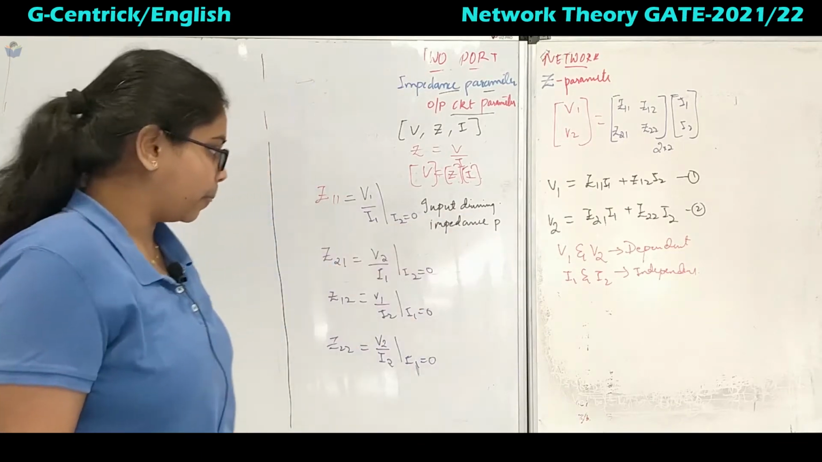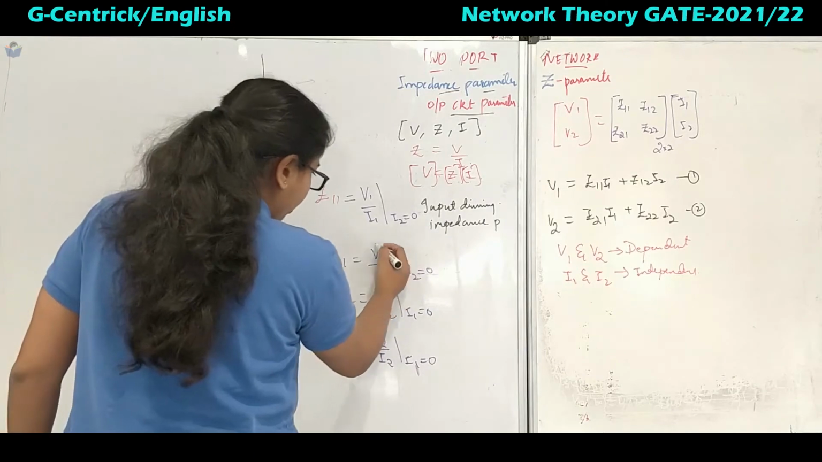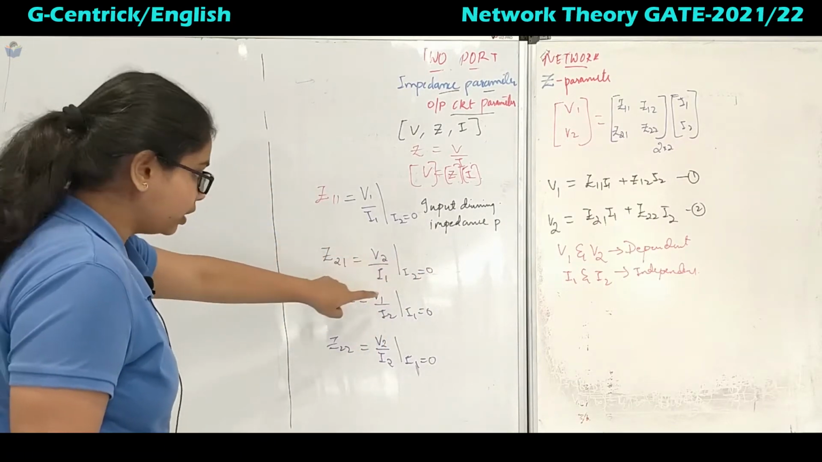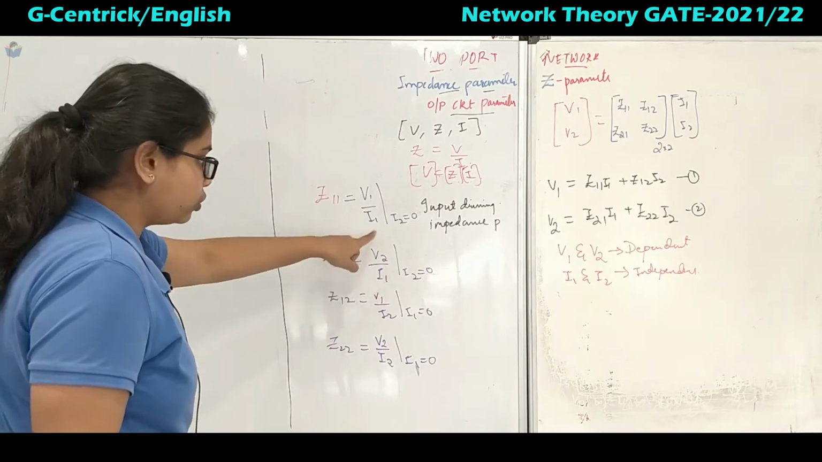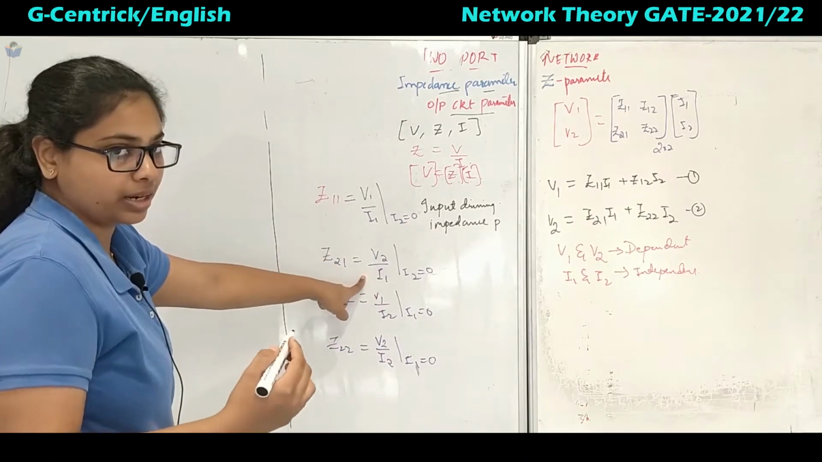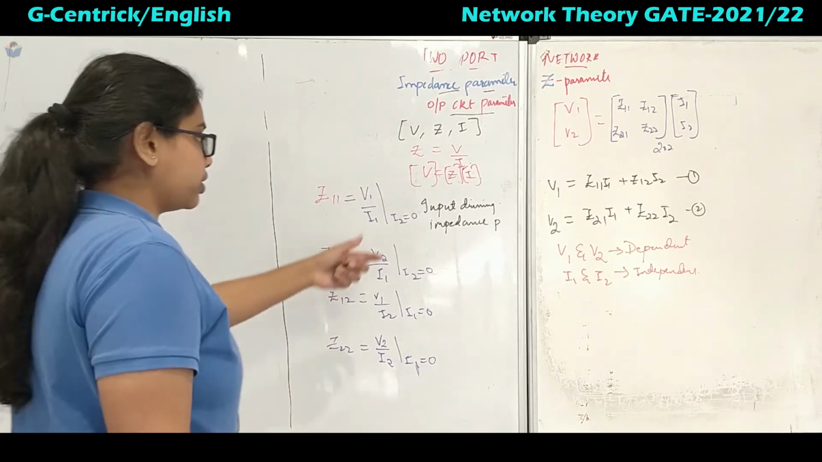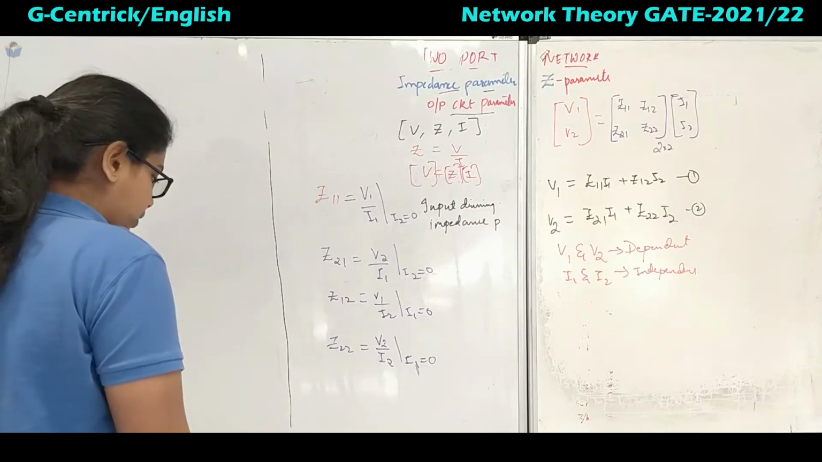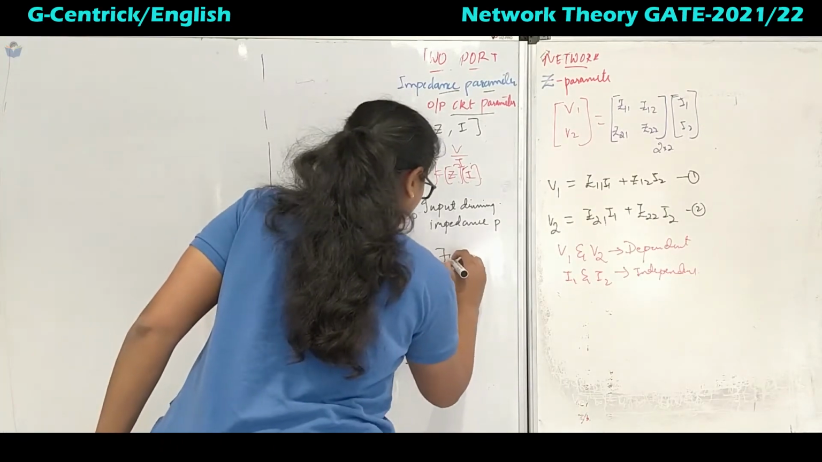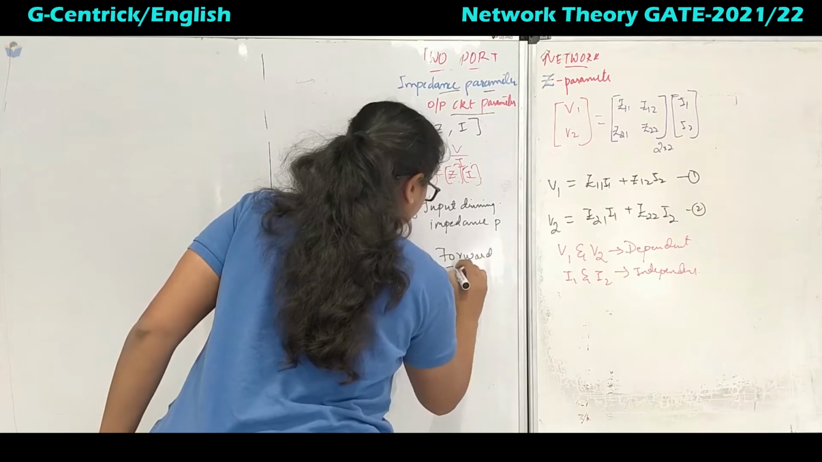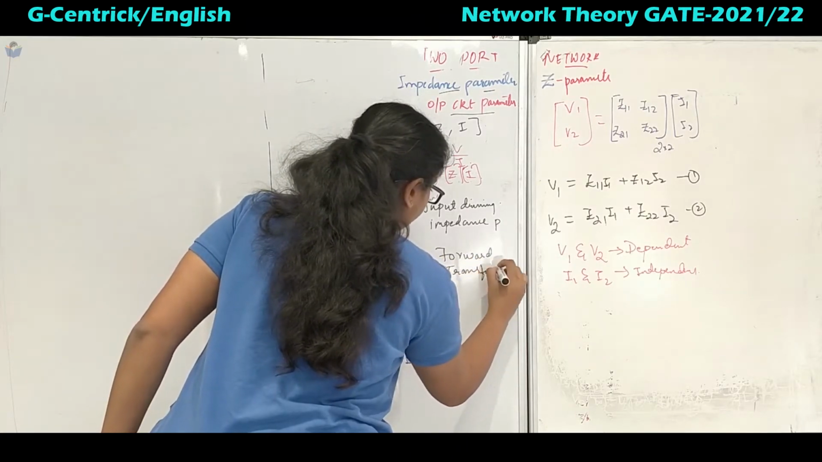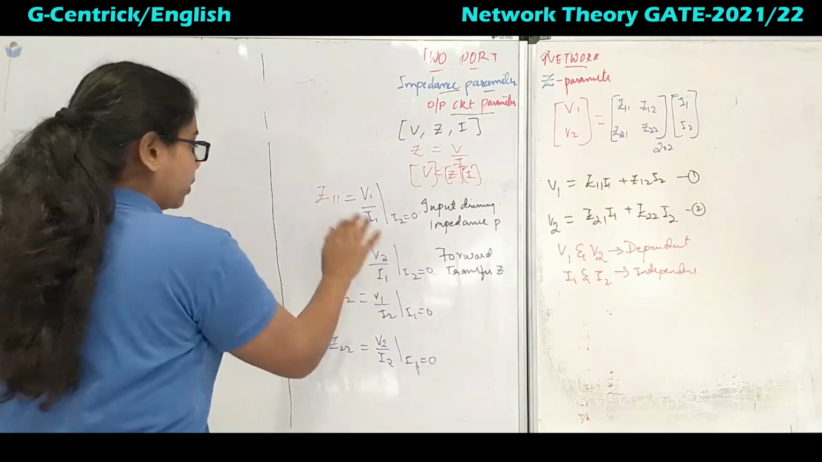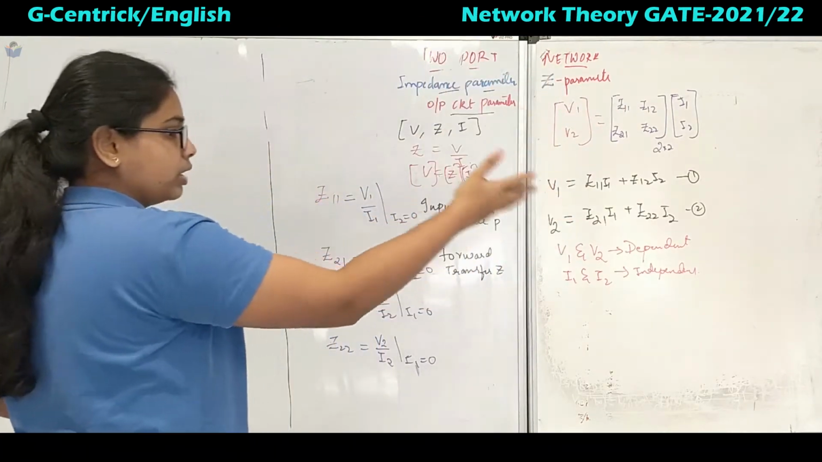Coming to the second one, we have V2 and I1. Here V2 is the output and I1 is the input. Output upon input is something like a transfer, right? A transfer function is written from output to input. So the name for Z21 is forward transfer impedance, because I1 is flowing over here and V2 is the output.